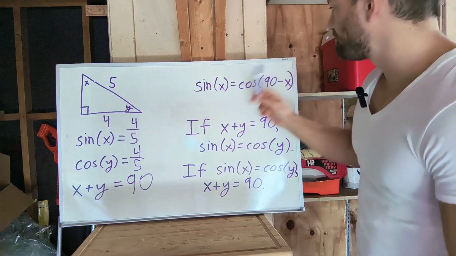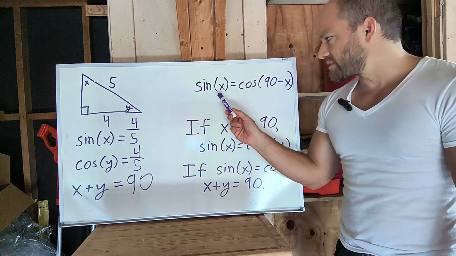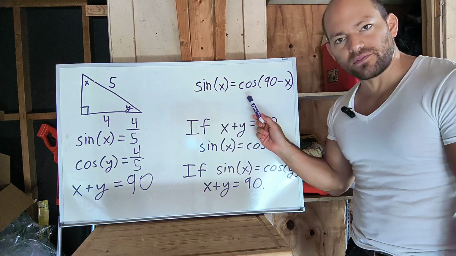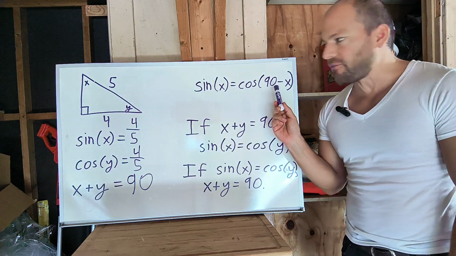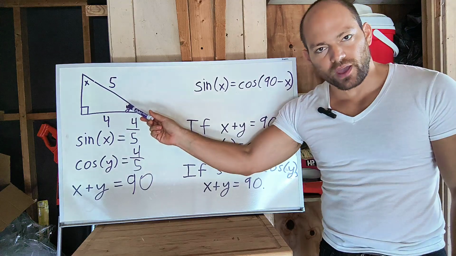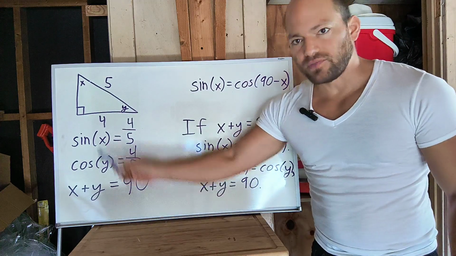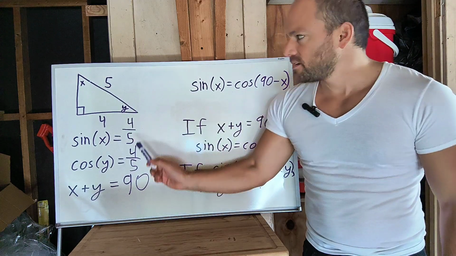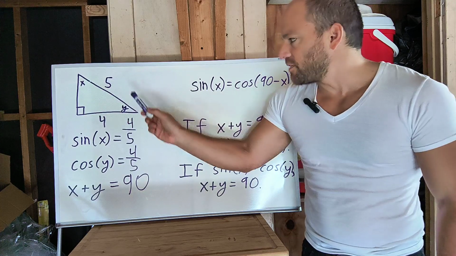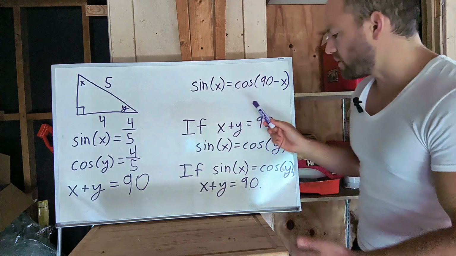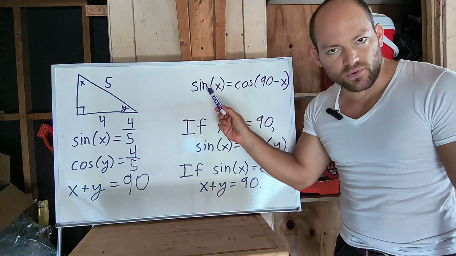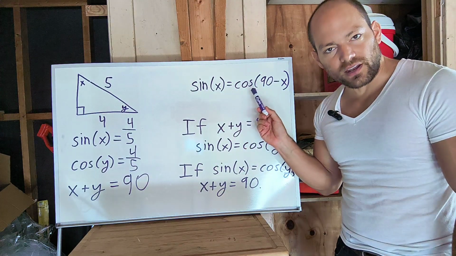Now let's talk about that. Sine x equals cosine of 90 minus x. And 90 minus x is a way they often refer to the other angle. Because again, if these two angles add up to 90, and we call one of them x, the other one's going to be 90 minus x. So once again, sine of one angle is the cosine of the other.